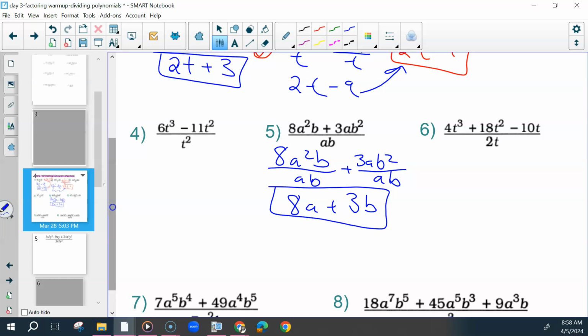I meant to say this. This is going back to our polynomial operations from our exponents, but just the dividing piece of it. So all of our exponent rules can be used.